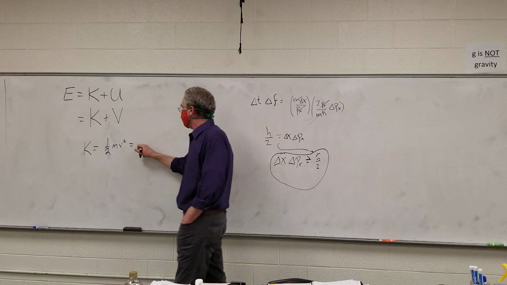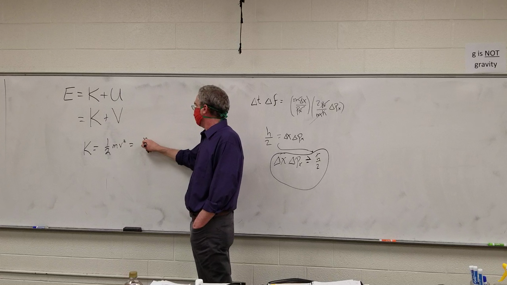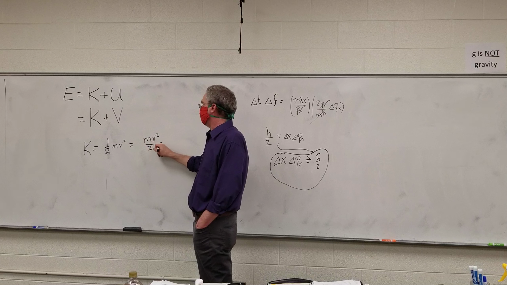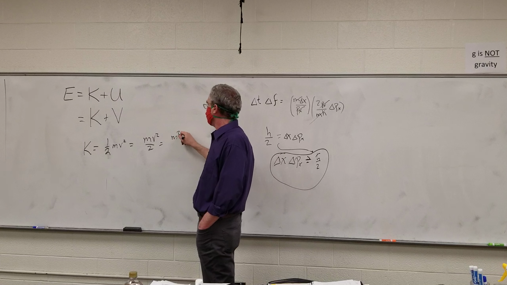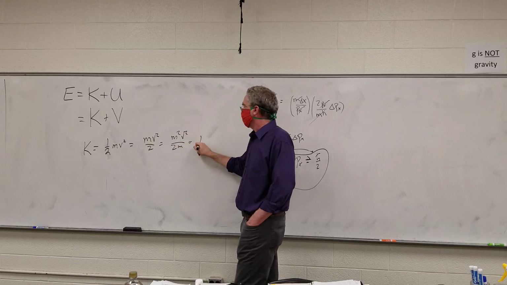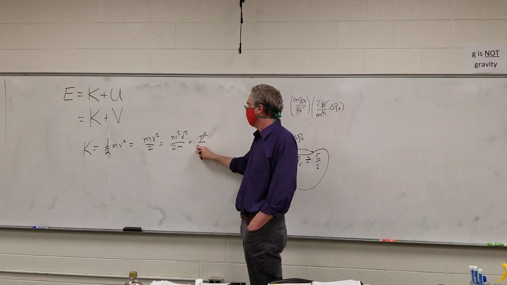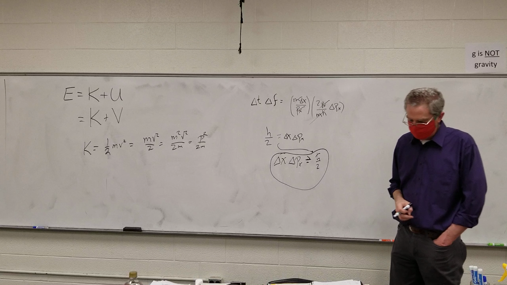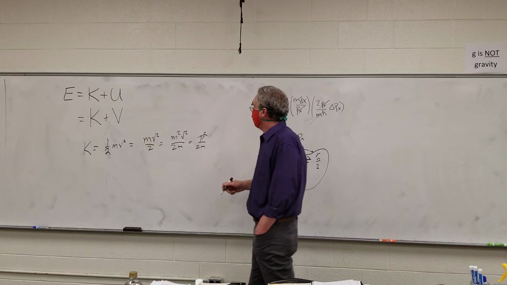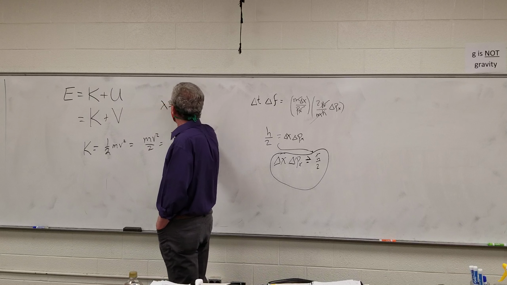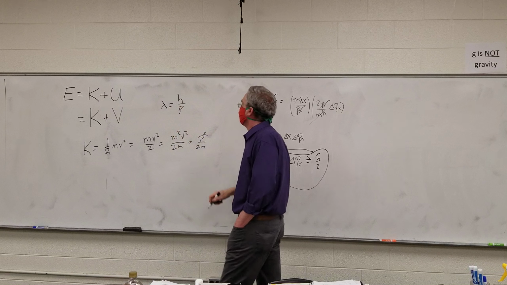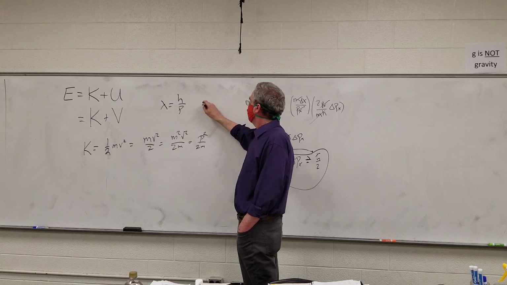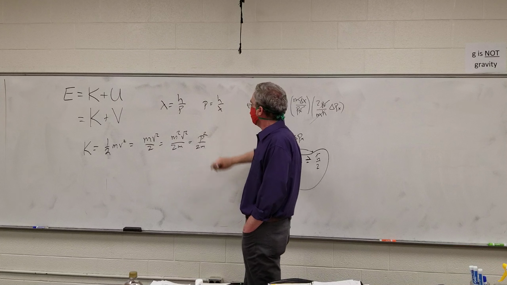And this is just mv squared over 2, obviously, which is m squared v squared over 2m, which is p squared over 2m. So oftentimes kinetic energy is written in terms of momentum. I know the de Broglie wavelength is h over p. And so p is equal to h over lambda.